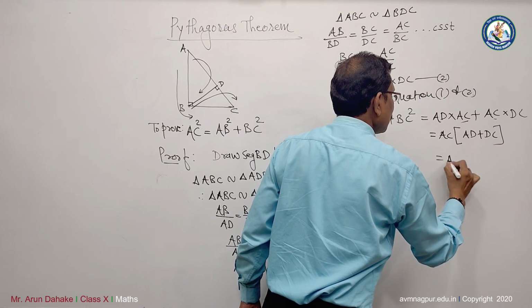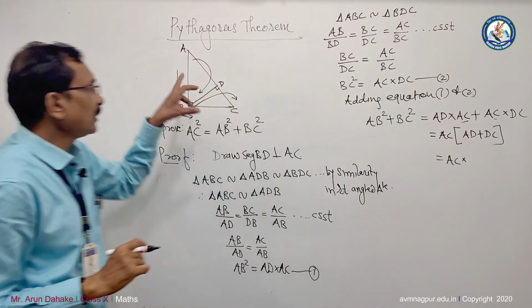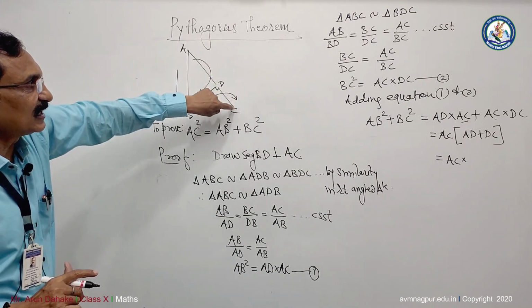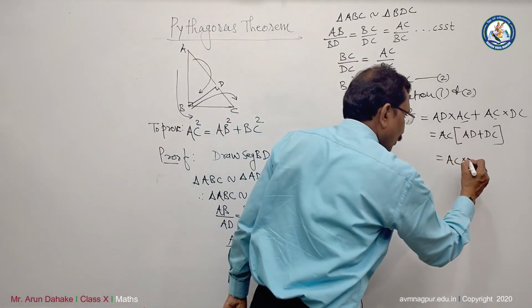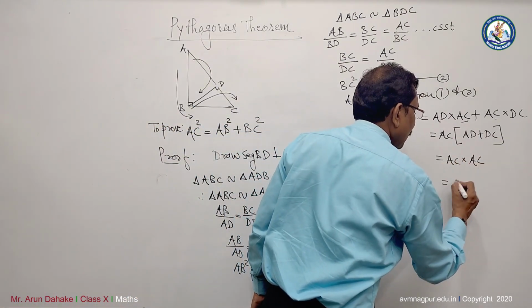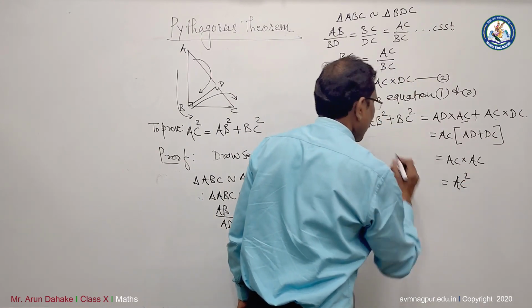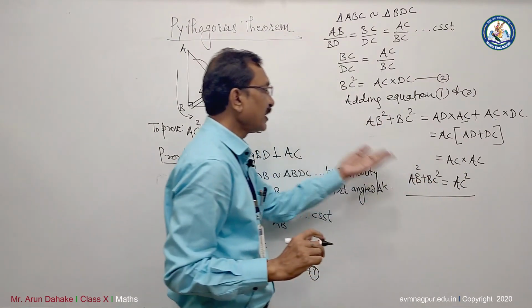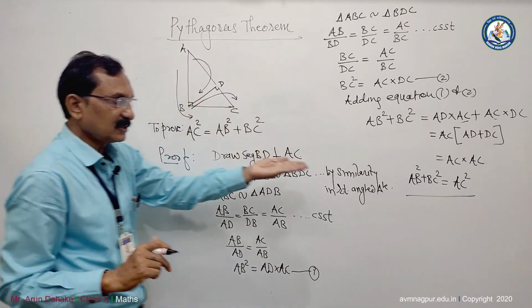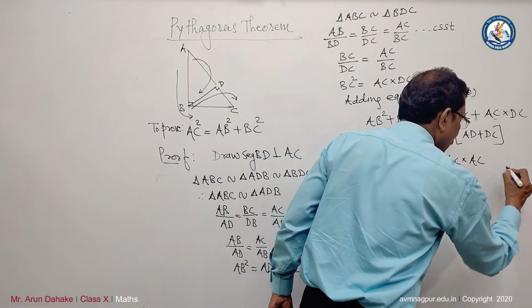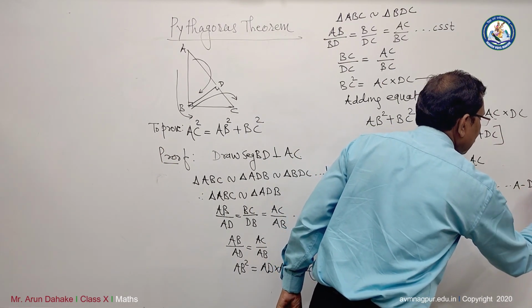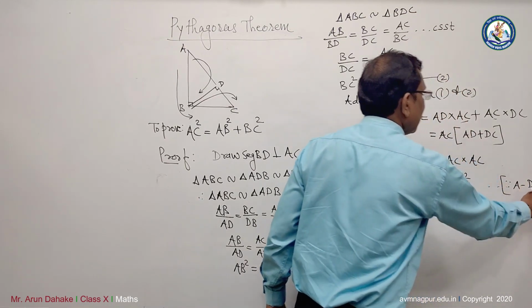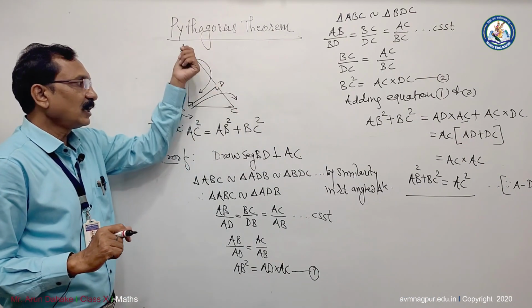But in the figure you see that AD plus DC, this is betweenness, so we get directly AC. Instead of AD plus DC, you write AC. AC into AC, that is AC square. So AB square plus BC square, that means the sum of the squares of the remaining two sides of the right angle triangle, is equal to the hypotenuse square. So write the reason, betweenness ADC. This is very important. Betweenness ADC, because the point D is between A and C.